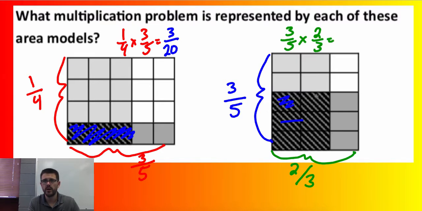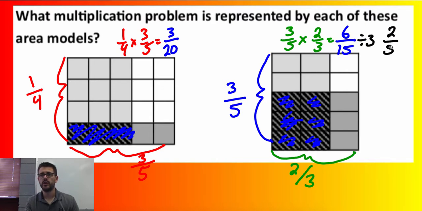There's 1, 2, 3, 4, 5, 6 squares that got colored in twice. Total, I've got 3, 3, 3, 3, 3. That's 15 total pieces. And then, of course, I always check to simplify. 6 and 15 will both be divided by 3, and I get 2/5 as my answer.